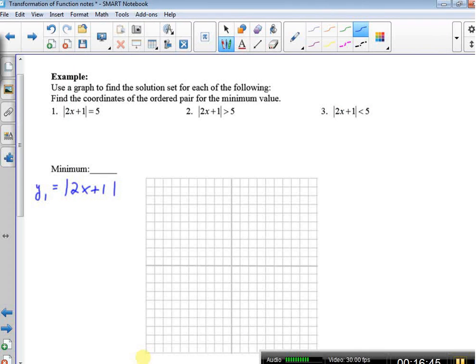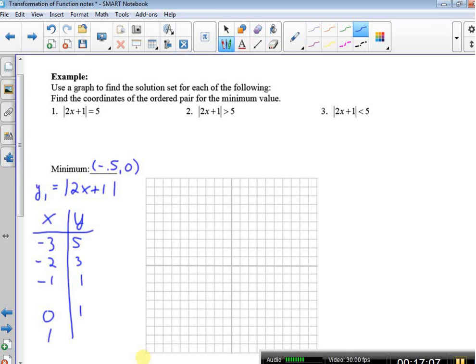So it is negative 0.5 comma 0. So in my table of values to graph this, I'd have negative 3, 5, negative 2, 3, negative 1, 1, and then I'd have 0, 1, 1, 3, and 2, 5. But that minimum has to be in here. It was negative 0.5, 0. You've got to have that. So now I'm ready to graph it.